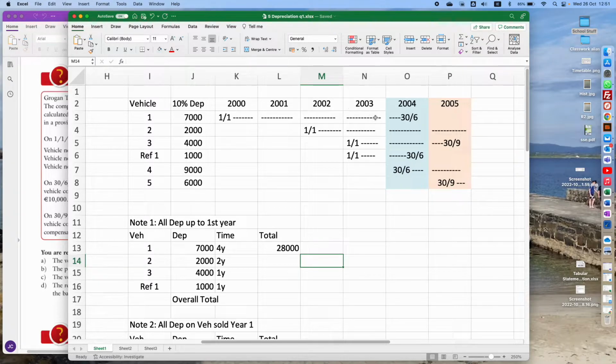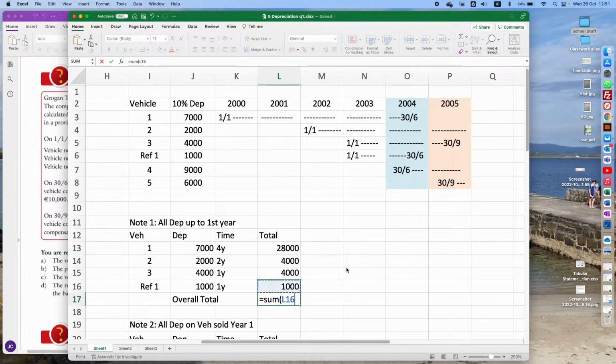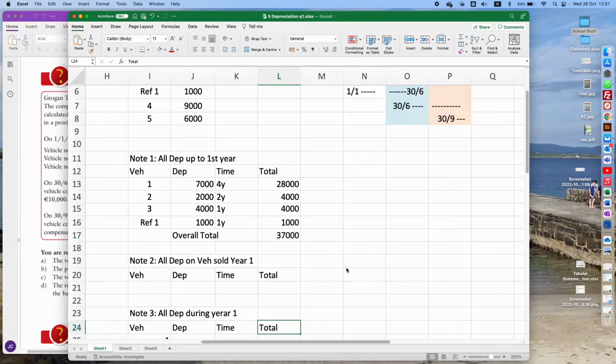I had vehicle 1 for 4 years, so it'll be 4 times 7 grand, which is 28 grand. For the second one, it's 2 grand times 2 years. For the next one, it's 4 grand times 1 year, so that's 4. And the last one is 1 grand times 1 year, which is 1. So for the overall total, we add all these numbers together. Okay? Now, the next one.